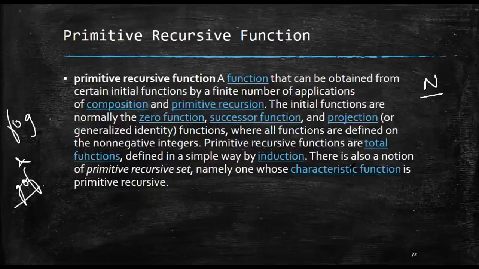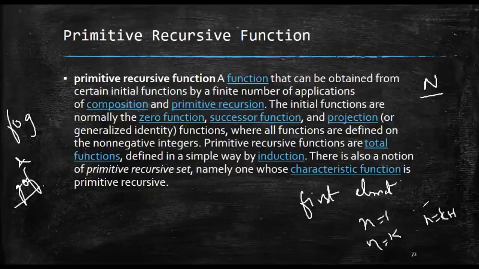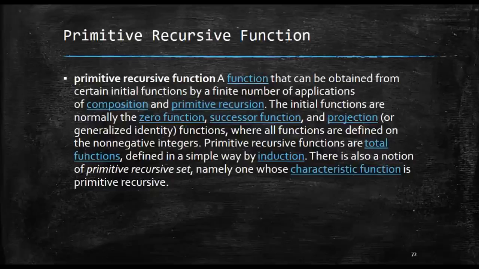Now primitive recursive functions are also total functions, and they are defined in a simple way by induction. Induction is when we take the first element and create a proof for n is equal to 1, then some number n is equal to k, and then n is equal to k plus 1. Induction here refers to mathematical induction. And there is also a notion of a primitive recursive set, namely one whose characteristic function is primitive recursive. Okay, so let's see the primitive recursive function in detail.